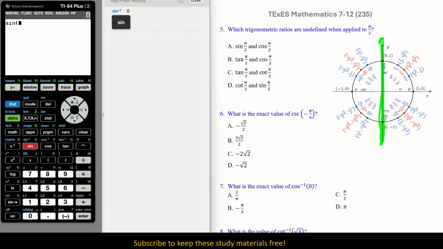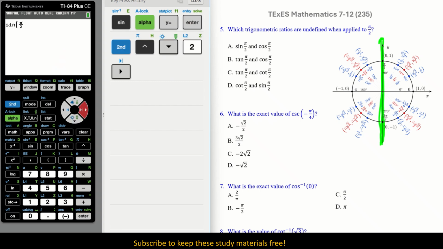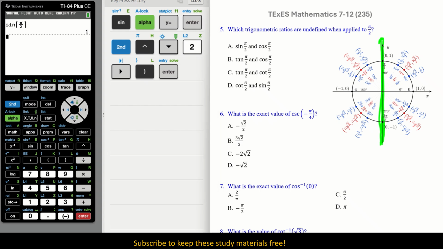Okay. So we have sine. We're going with A first, and then alpha y equals, and then we need second, caret up, go down to, I like to close my parentheses, and number 1. That is defined. So anything with sine of pi over 2 or 90 degrees, mark it out. So that gets rid of A and D.